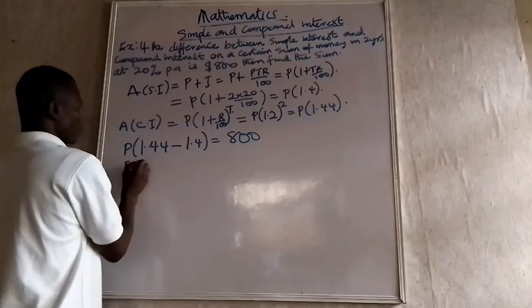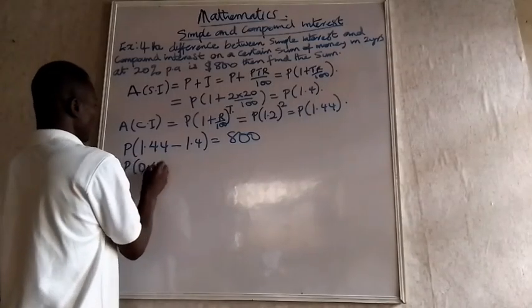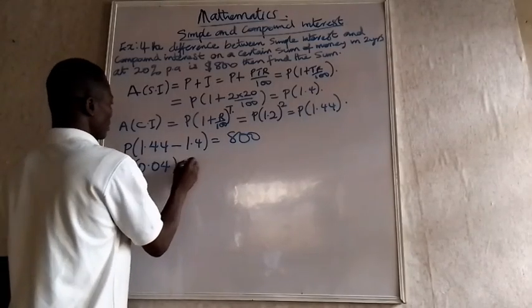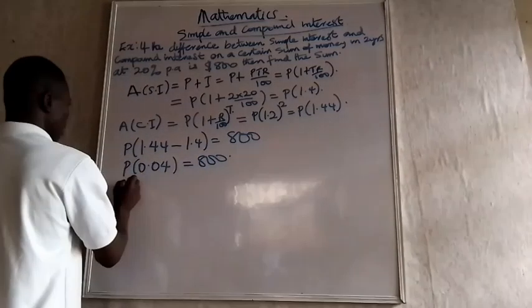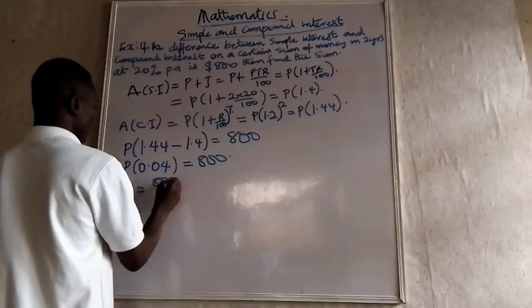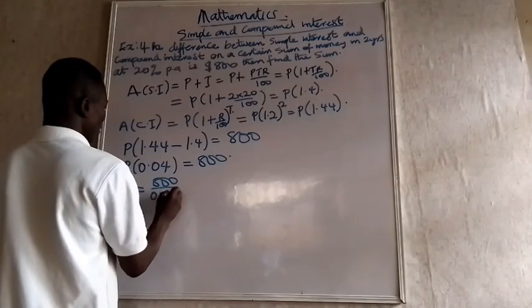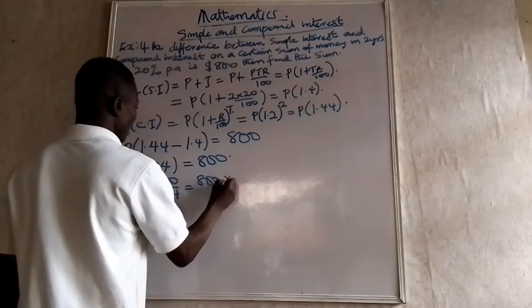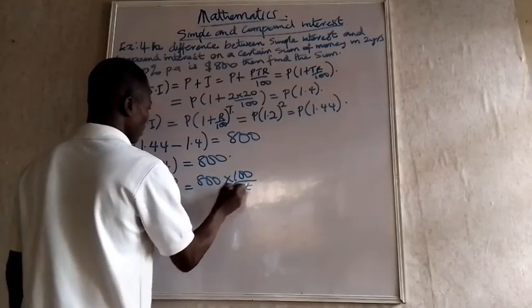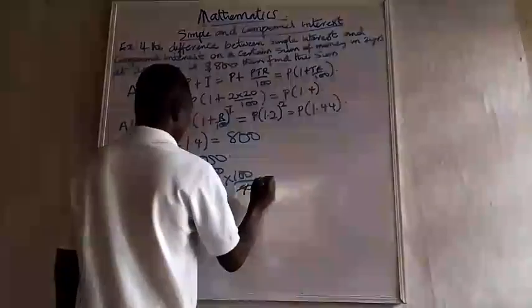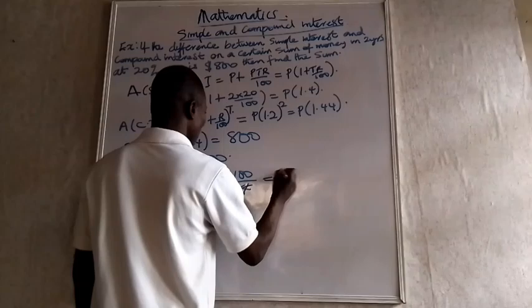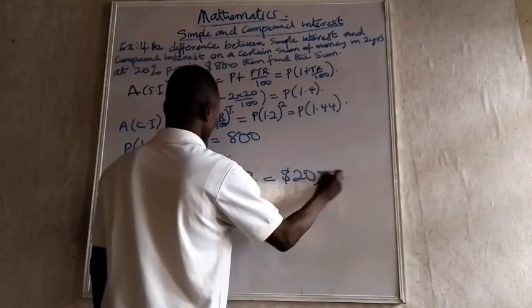So P into 0.04 is equal to 800. So P is equal to 800 divided by 0.04, 800 times 100 over 4. So we have 200, so this gives me $20,000.